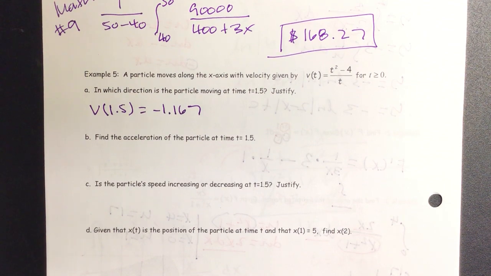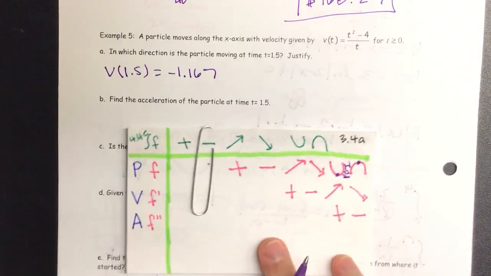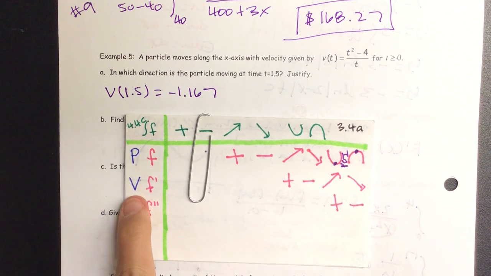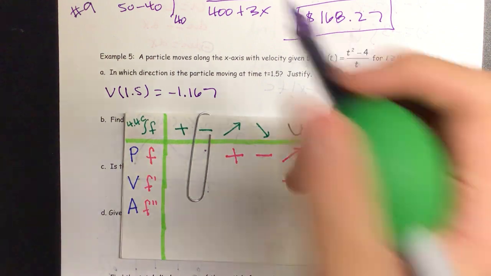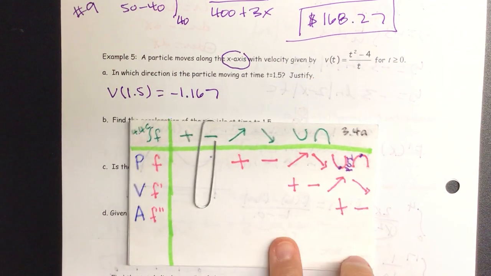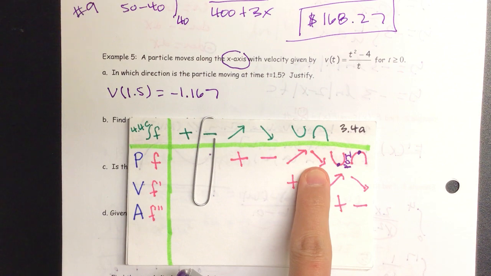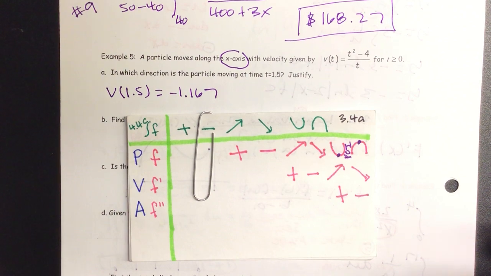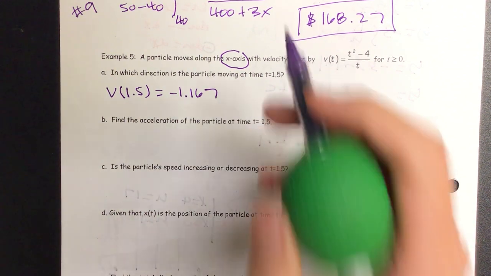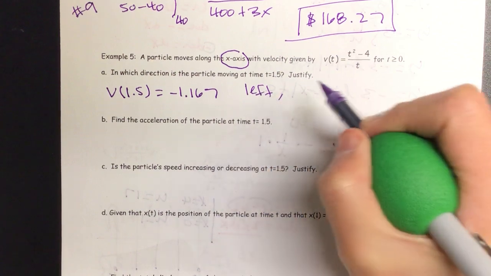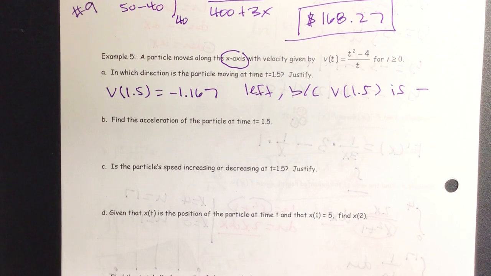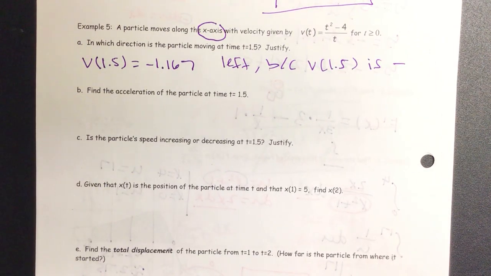So let's see what our PVA says. If you already have this memorized, great. But I'm going to leave this up for those of you that need it. All right. When our velocity is negative and our particle is moving along the x-axis, where is it going? It's negative. It's going to the left. And that is because V of 1.5 is negative. Make sure you're writing this down.